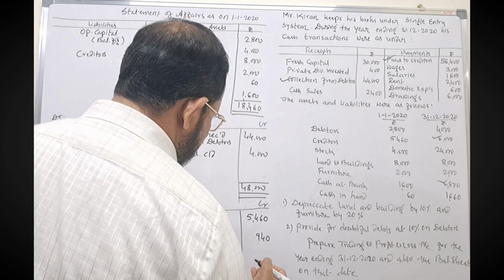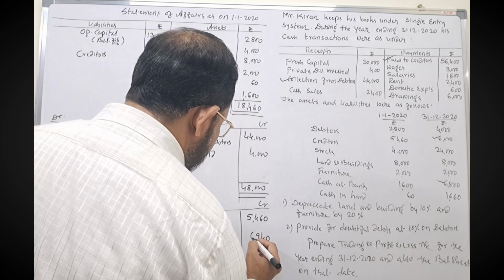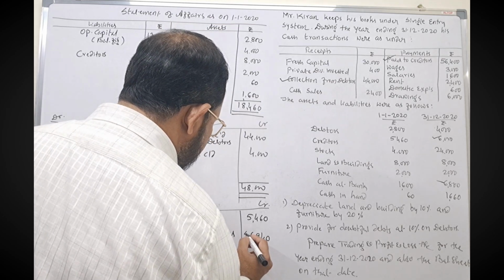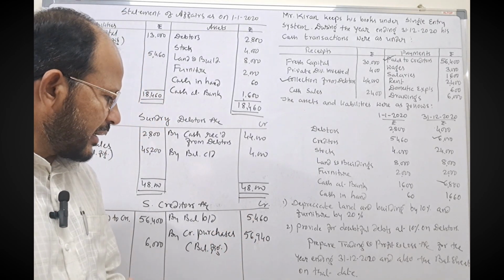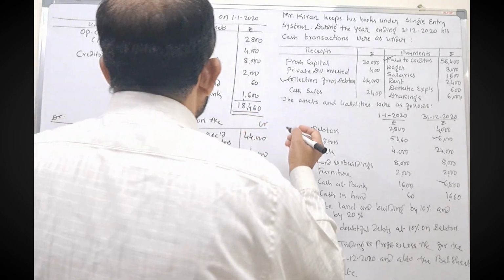Next one is 9, 14, 6. Again 6 we take here. Next one is 12, 1 remains, 5, 6. What is this? Now you see, after closing the account, we got 56,940 as credit purchases. This one I am going to write here.